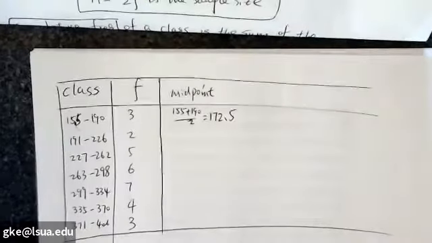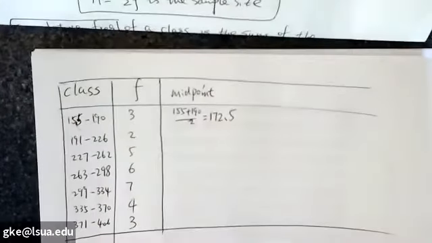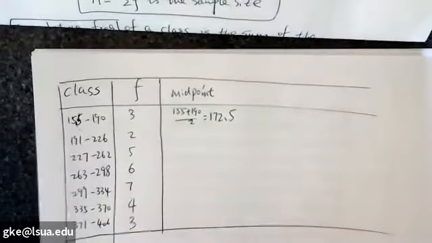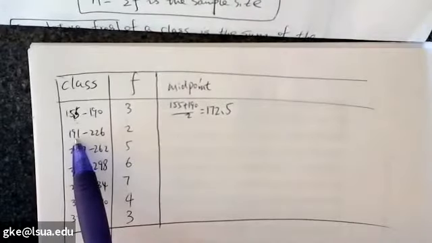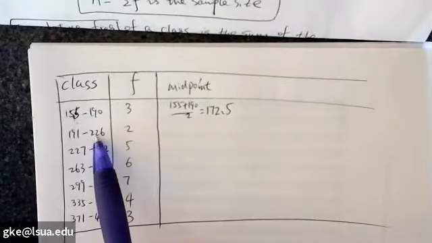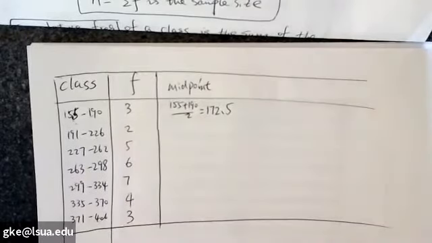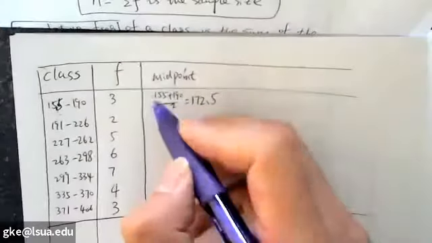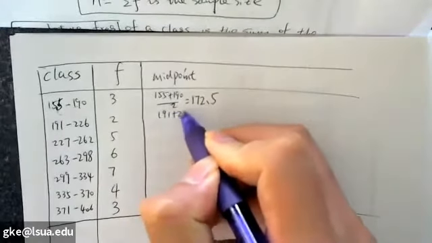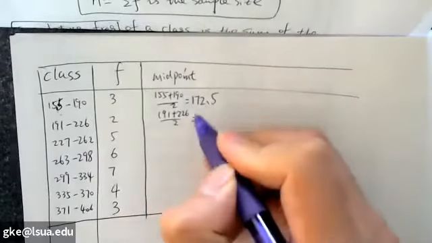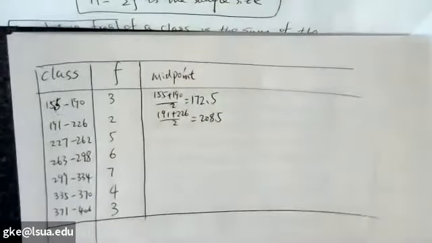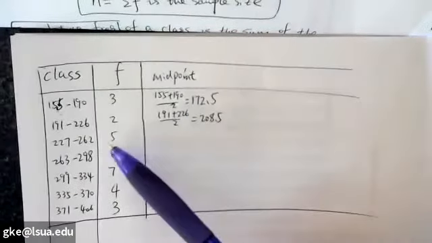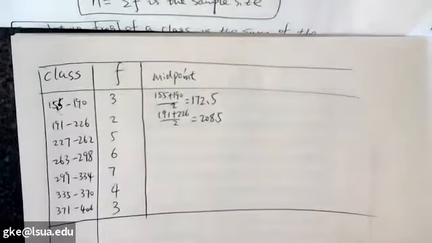Okay, and then for the second class, the lower class limit is 191, and the upper class limit is 226. So you can tell the average of these two is going to be 208.5.